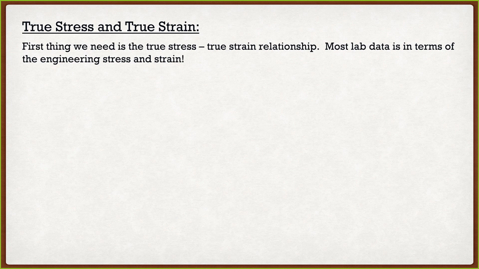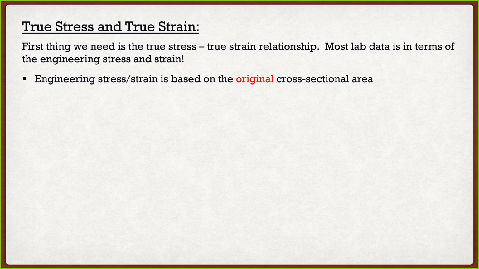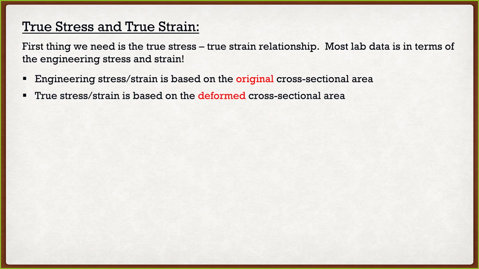Area. That's a broad answer, but it is still correct. So the engineering stress and strain is based on the original cross-section area. So if I were to go to the lab and measure this really quick, let's say that this is 10 millimeters. As I'm pulling it, I will always use that 10 millimeters as my area. But we know that once I start pulling this, due to Poisson's effects, that area is actually going to start to shrink. So the true stress and strain is based on that deformed cross-sectional area.